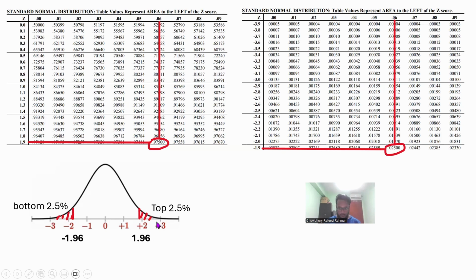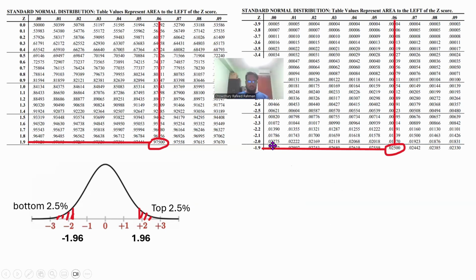Now I just want to give you a disclaimer that you don't really have to look at both tables right here because the normal distribution is symmetric. So you can just get one value and just plug in the other value as positive of that, or negative of that, whatever you do. So this is just to show that it works like that.